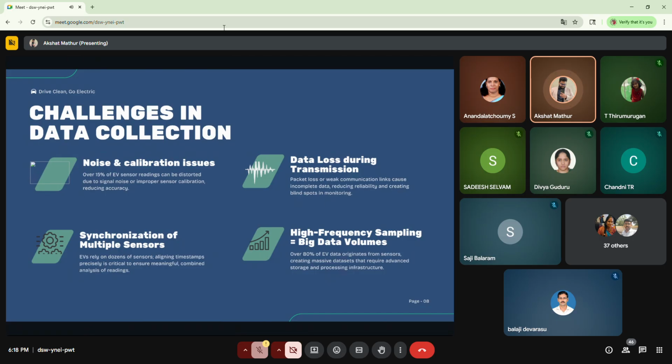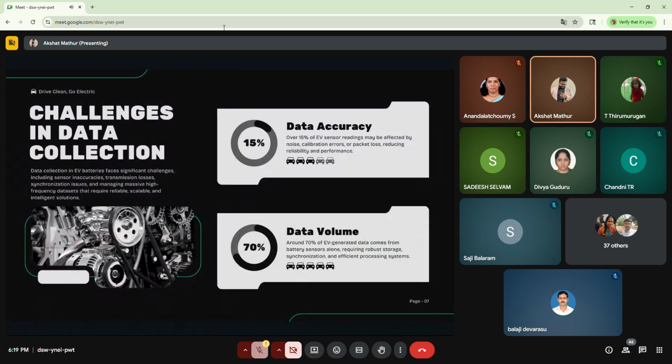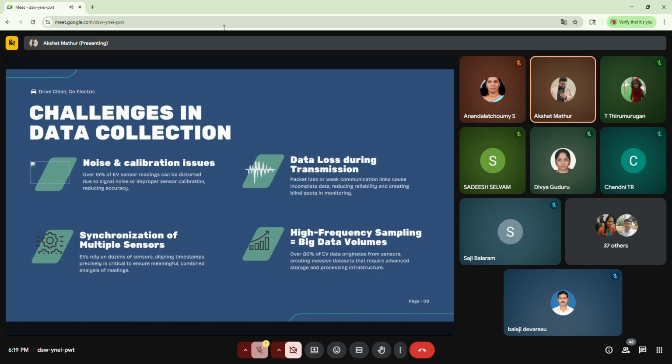So the next stage in our presentation is basically the challenges in data collection. It is a continuation of that. Collecting data from EV battery sensors appears simple, but obviously it poses significant challenges. As we talked about previously, noise and calibration issues: over 15% of the readings can be distorted due to interference or improper calibration, leading to poor decisions by the BMS, the battery management system, as I said earlier. Data loss during transmission can be critical, with data failing to reach the BMS due to packet loss or weak communication, which compromises the overall safety of the vehicle as well as the occupant.